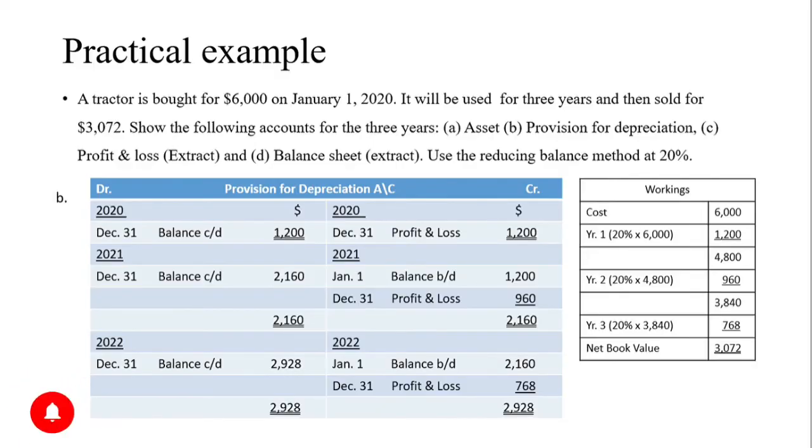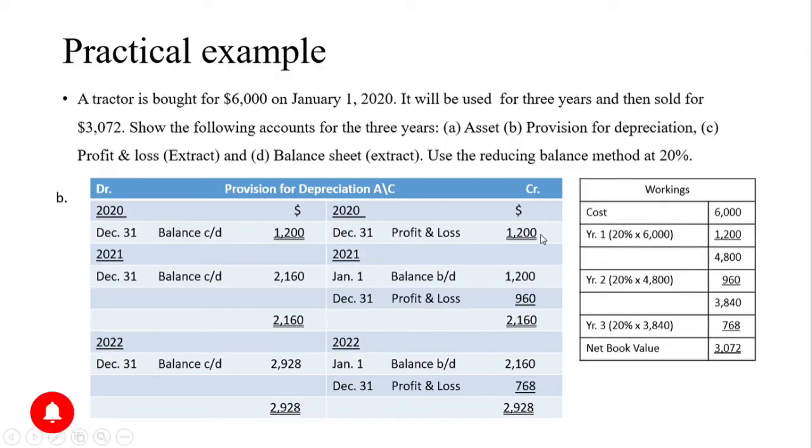Depreciation is also an expense, therefore it should be in the profit and loss section of the income statement. That is why I have profit and loss here. So 2020, December 31, which is the end of the accounting period, profit and loss, because depreciation is an expense. And the question did say 20%. So 20%, as you can look over here on my working out table, I found the 20% of 6,000, which is 1,200. That is the amount for depreciation for the first year, which is 2020, and I record it here.